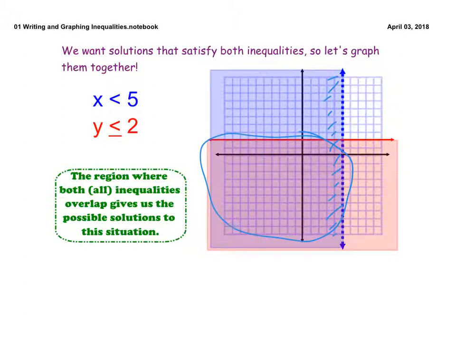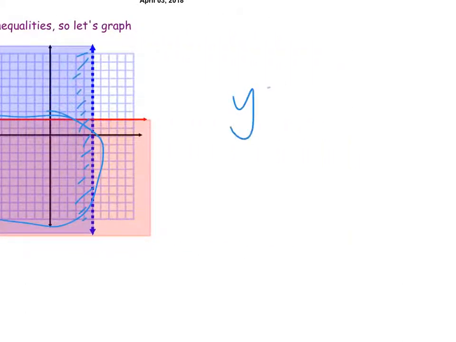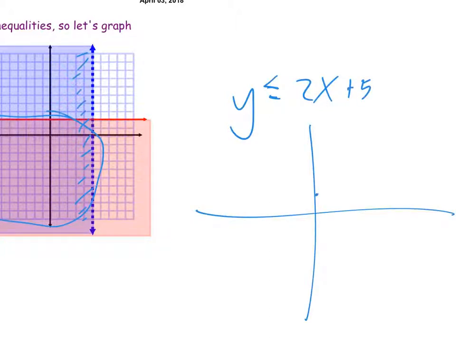So if I asked you to graph this, y is less than or equal to 2x plus 5. First, I'd have you graph y equals 2x plus 5. It's a line that has a slope of 2 that hits here at 5. And if it says less than, you just shade underneath it.